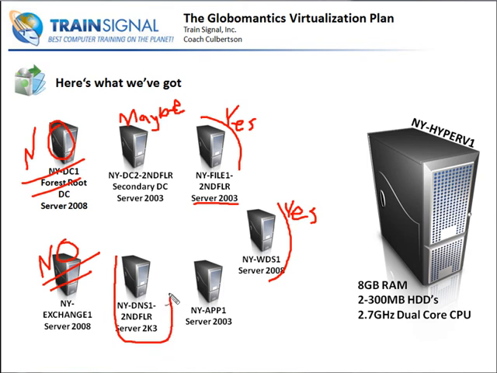Probably a secondary DNS server from looking at it. Looks like it's on the second floor. Is this going to be a good candidate? Yeah, that's actually probably going to be a pretty good candidate for virtualization.